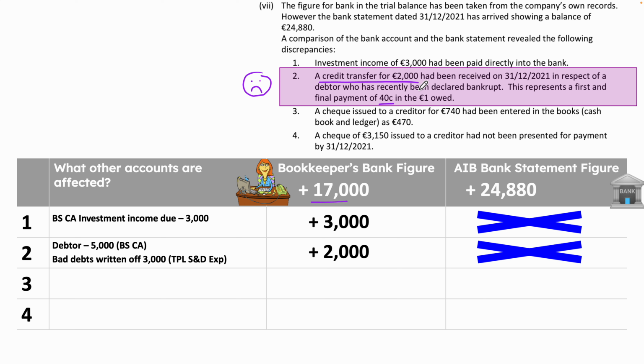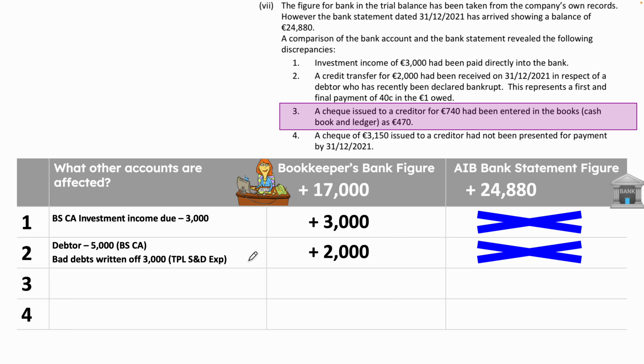How do we work out the 3,000? Well, if 2,000 is equal to 40%, then bad debts written off, that is 60%. So the 40% is 2,000. So 2,000 divided by 40 multiplied by 60 is 3,000. And so the debtor is going to be reduced by 5,000 in total, which is the 2,000 that they have paid us and then the 3,000 that they will never pay us. Okay, so that is number 2.